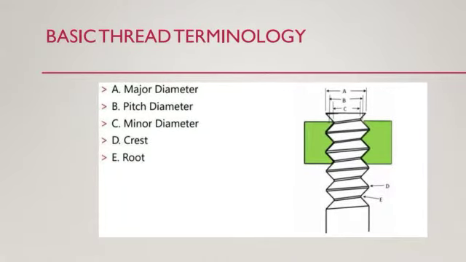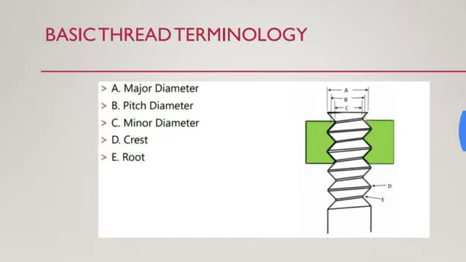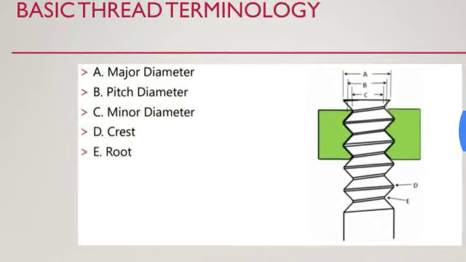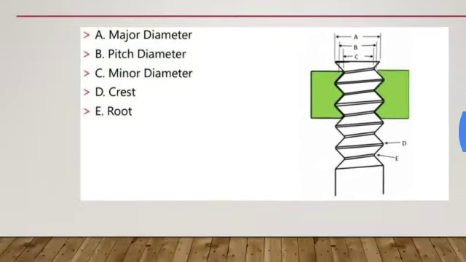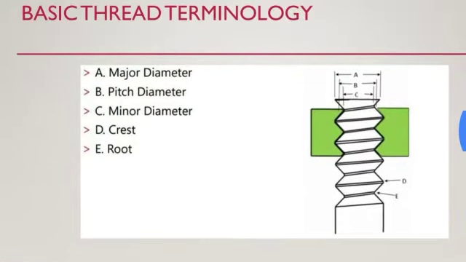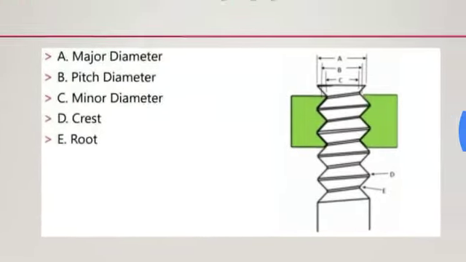For example, you take a pen. The upper part you call a cap, the middle part you call a body, and the end part you call by some other name. Like that, in a thread also, what name we give to the upper positions and to the lower positions, all that is known as terminology. In this thread terminology, just go through this figure.